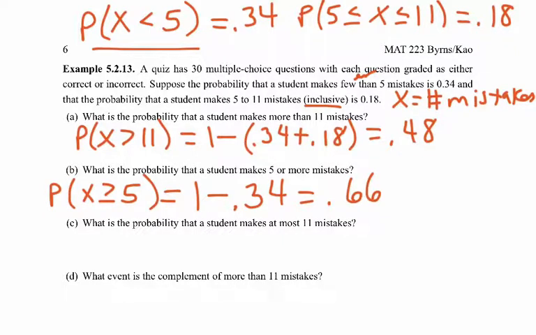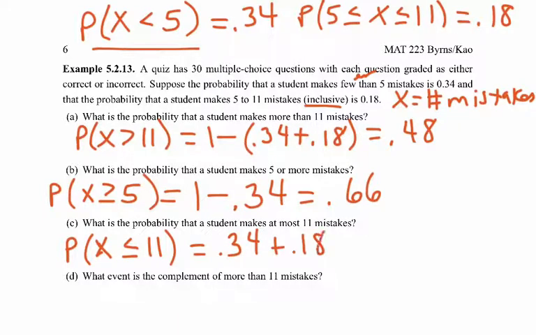Part C, what is the probability that a student makes at most 11 mistakes? So notationally, we can write that as the probability that X is less than or equal to 11, at most 11 mistakes. Well, that would be the probability that he makes less than 5 or 5 to 11. So I'm going to add up the 2 events, 0.34 plus 0.18, and that will give me 0.52.